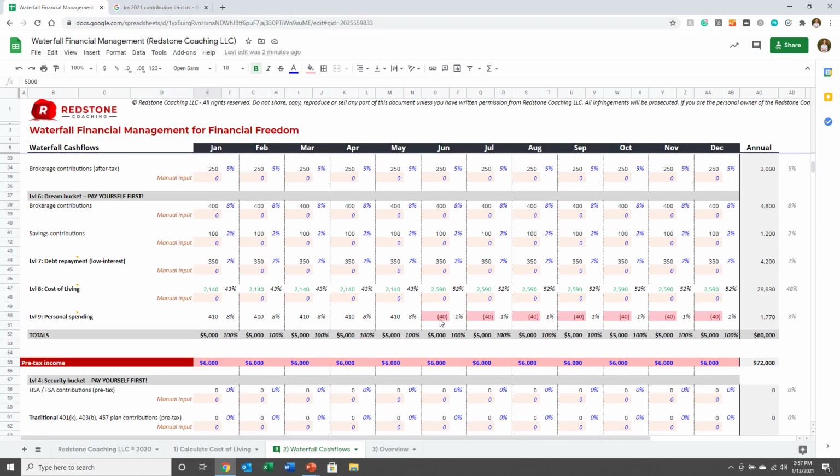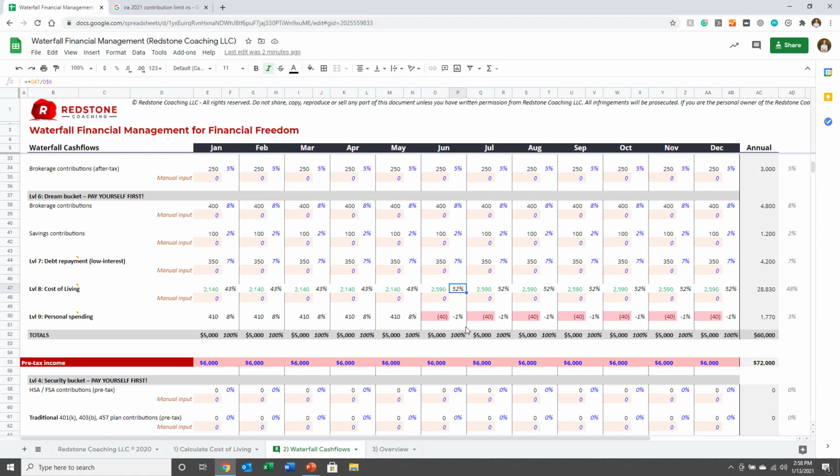Now, the reason that this turned negative right here, negative 40, is because look at the cost of living. Your cost of living jumped in June from 2,140, which is 43% of your income, to 52% of your income, 2,590. Well, that's not good. So maybe you shouldn't have taken that apartment, or maybe you should have looked at something that would have been more in line with the 50% goal.